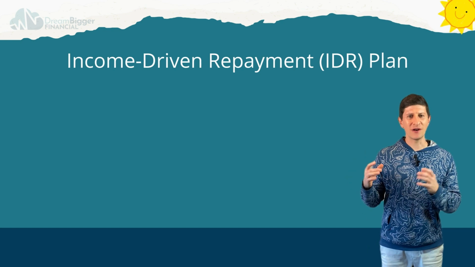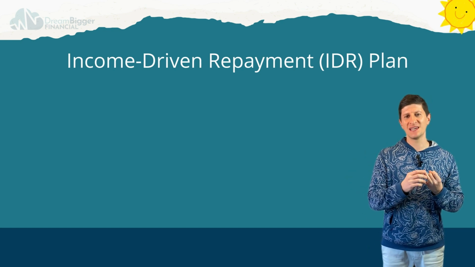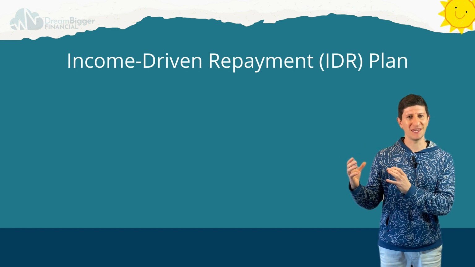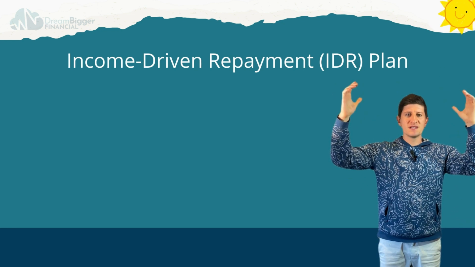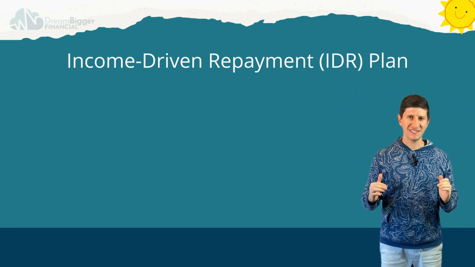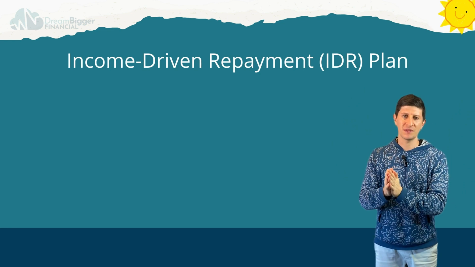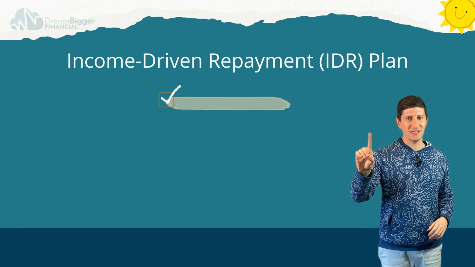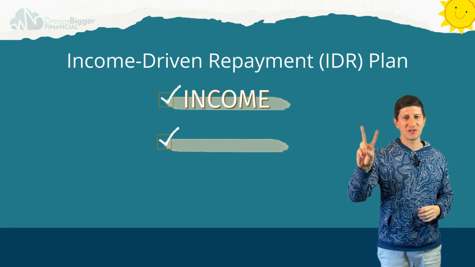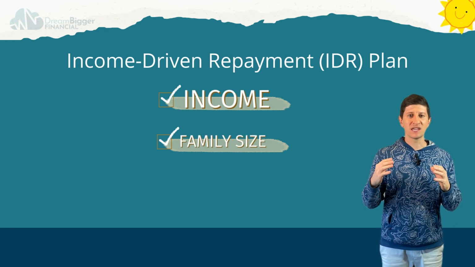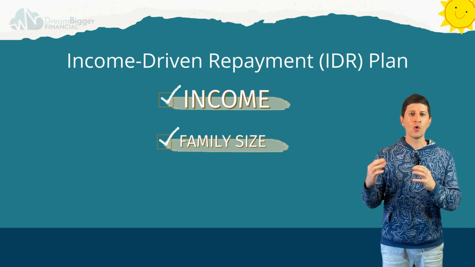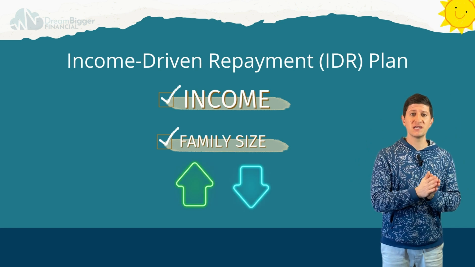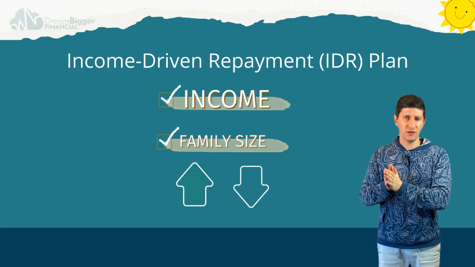Income-driven repayment plans are an awesome opportunity for residents, fellows, or attendings because unlike the standard 10-year repayment plan that uses your student loan balance to determine your monthly student loan payments, under an income-driven repayment plan, there are only two factors. The first factor is your income, and the second factor is your family size. And depending on your income or your family size, as they increase or decrease, that actually will impact the amount of your student loan payments.